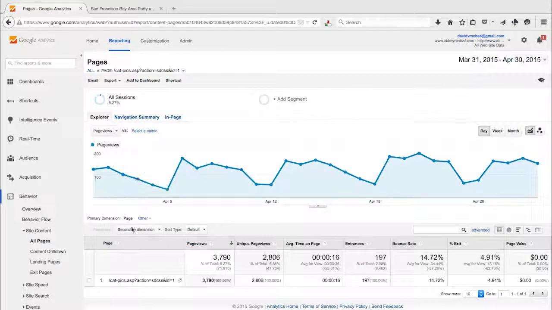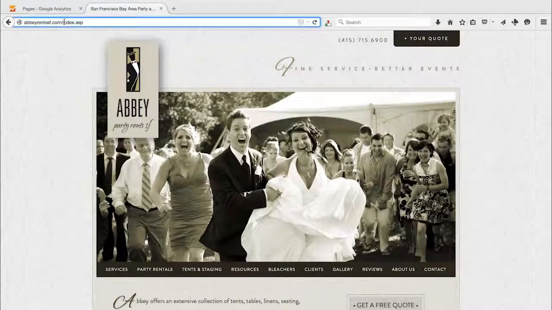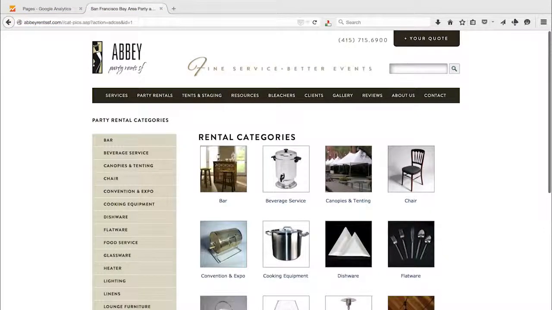Hang on. Cat Pics? Let's look at that. I didn't know he had a Cat Pics page on this site. What? Hang on a second. Okay, I guess that makes sense. Cat is category. Whew, I feel better. I was worried there for a second. All right, that's enough of that. Let's get to the good stuff.